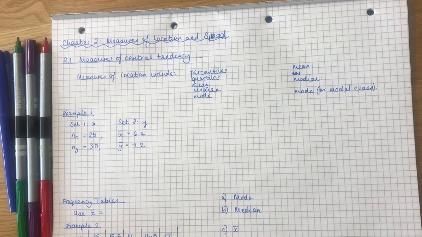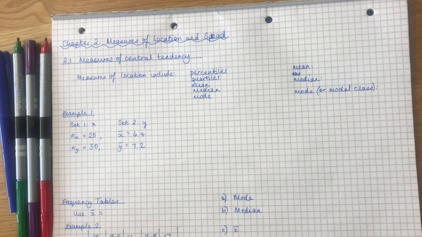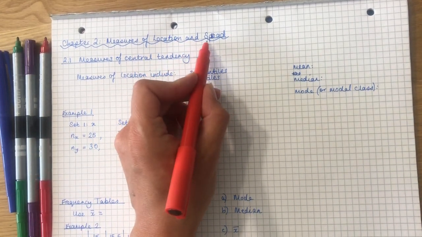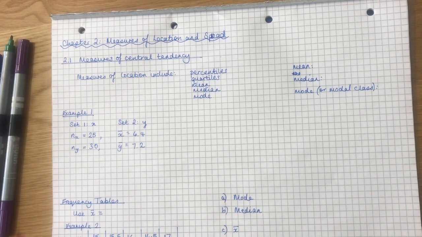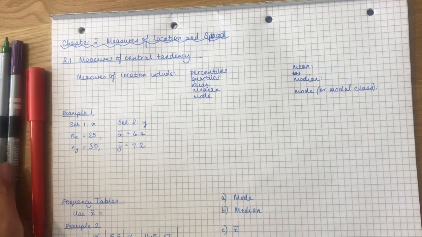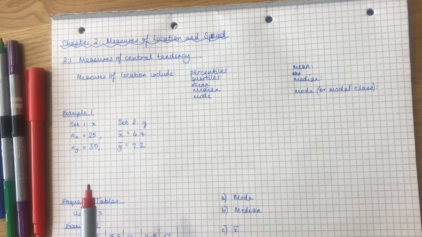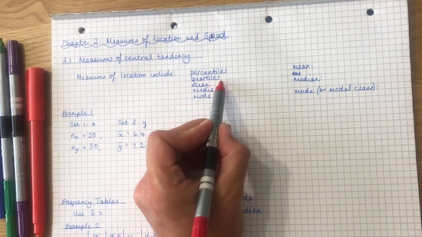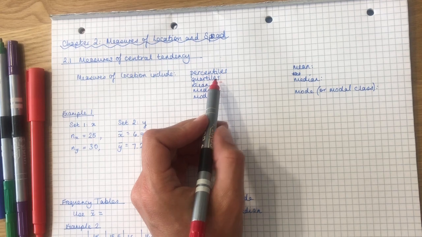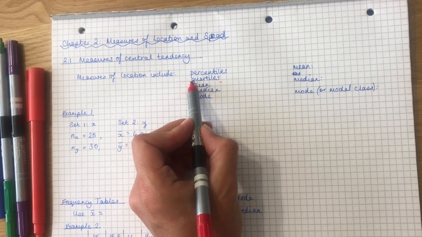So in chapter 2 we're going to talk about the ideas of measures of location and of spread. Now you've not really come across these terms before, although you have come across a lot of the ideas that the terms refer to. Measures of location include things like quartiles. Now you've met those when you studied box plots and cumulative frequency at GCSE.